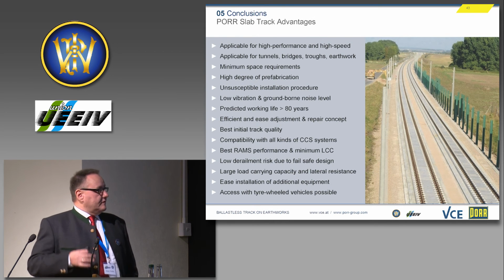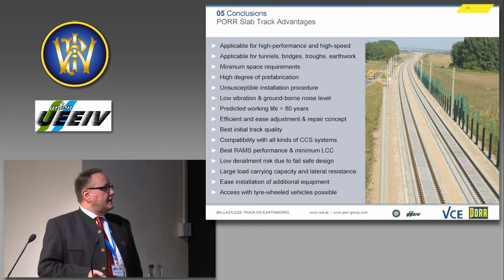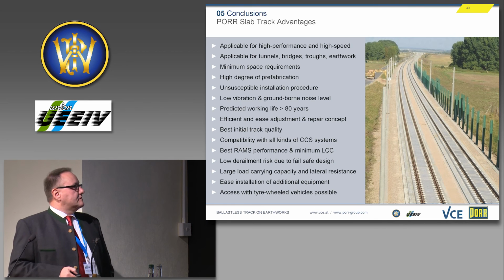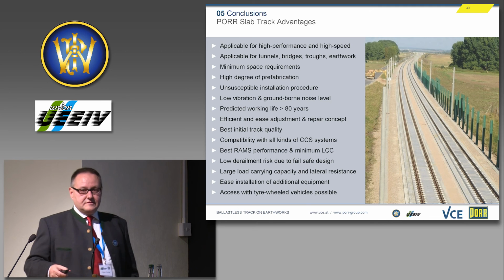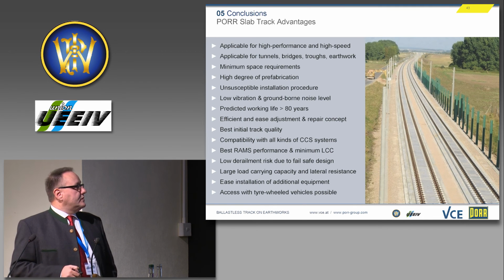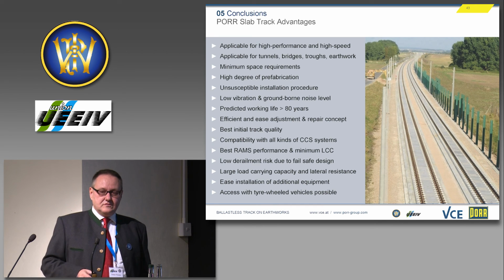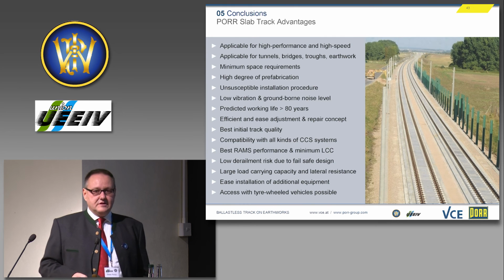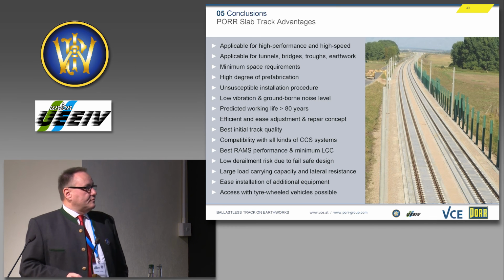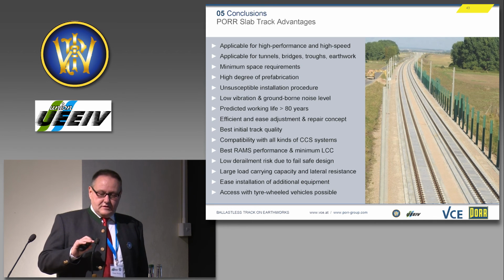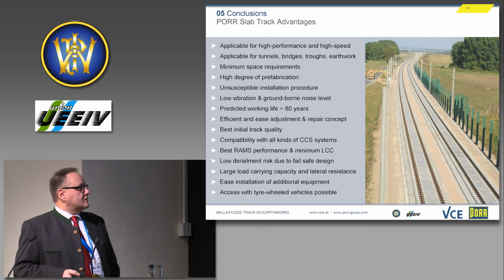If we look at all these aspects, I come now to the conclusion. The system is applicable for high performance and high speed lines. It is applicable for tunnels, bridges, troughs, and on earthworks, and it was already constructed in all these special situations. We have minimum space requirements. The slab width is 2.4 meters and can be reduced to 2.1 meters if necessary. We also have some installations where the width of the system is only 2.1 meters. And the thickness from top of rail to the bottom of the grouting concrete is a minimum of 47 centimeters. So this is also a very slender construction.